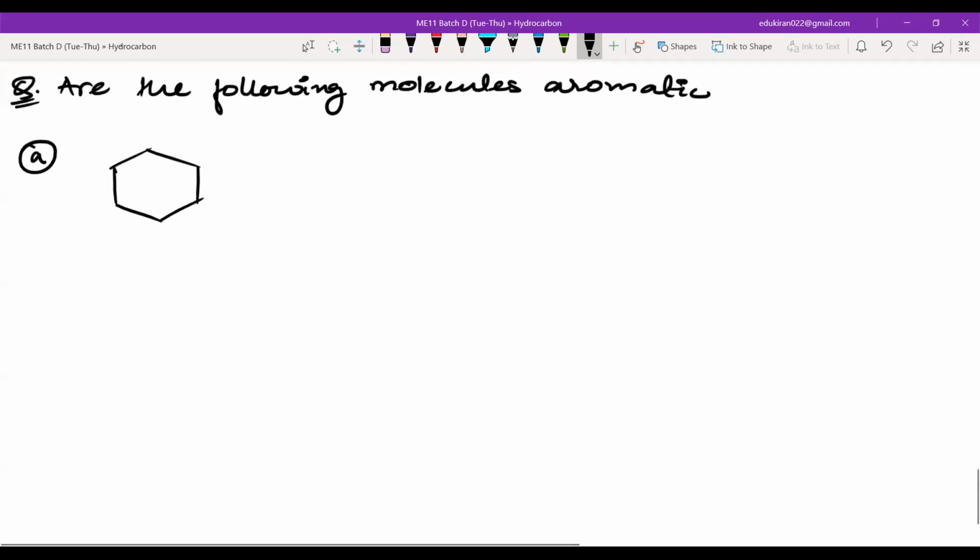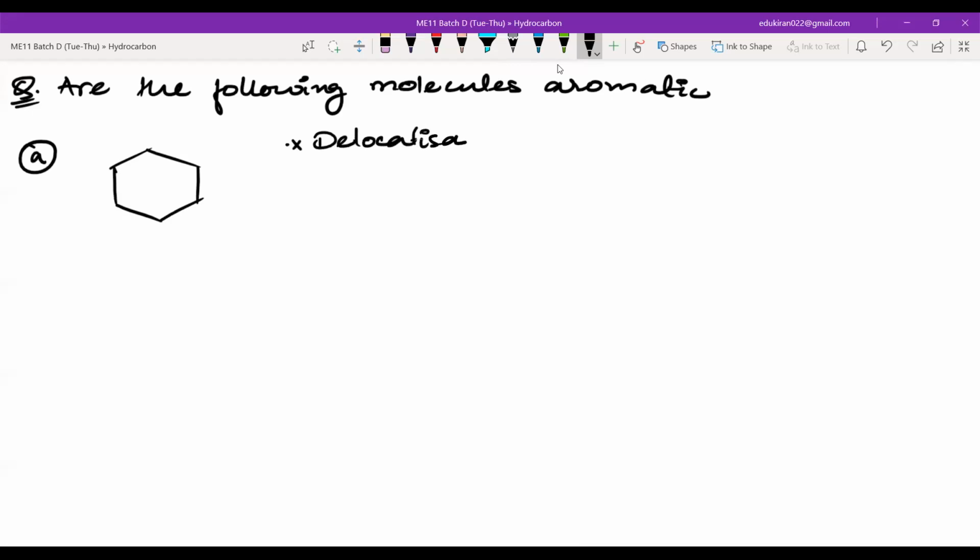Okay. So what do you guys think? Is this aromatic or is this not aromatic? Not aromatic. Okay. So what is the criteria that it is not following? It is a ring, fine. But what is the criteria that it is not following? There are two criteria that it is not following. It is not following the delocalization.